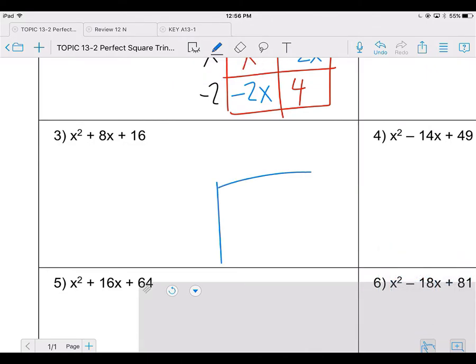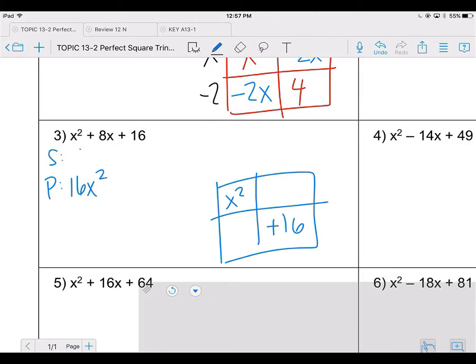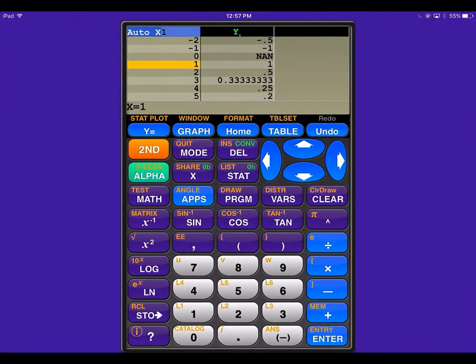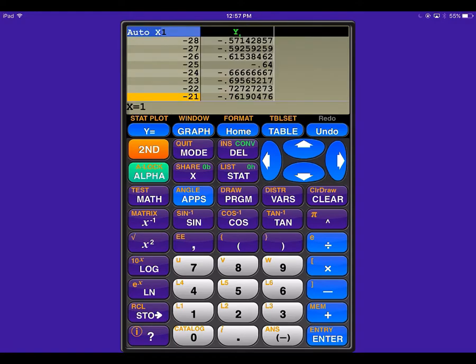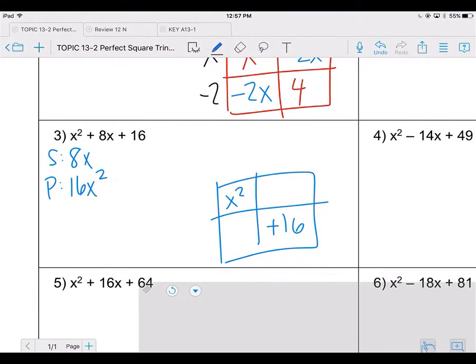Problem 3. I don't have a GCF because there's no number or letters that they all share, so I go straight to my box. x squared plus 16. My product is 16x squared. My sum is what I don't write in my box. I put the product into y equals and I search for the sum, so two numbers that add to 8. 4 and 4 would get me there.